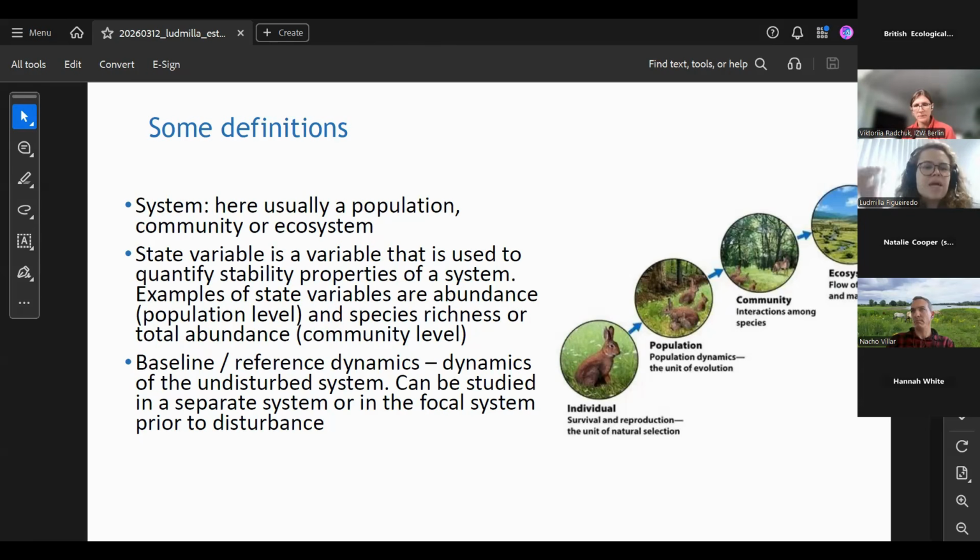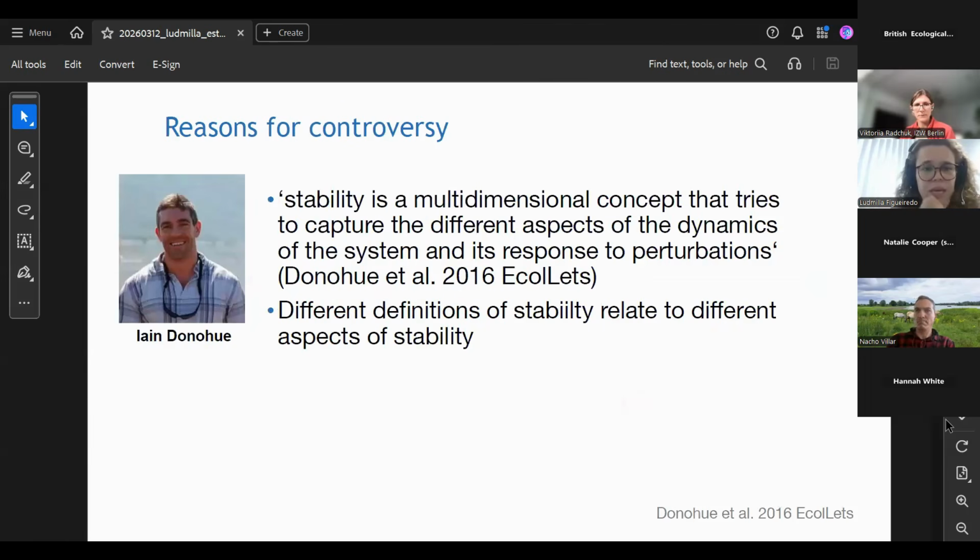And then there is the baseline, which is basically the reference of your system. And this is what you would imagine to be reflecting the dynamics of a system when it's undisturbed. So it's in its, quote unquote, natural state, how it would look like. And this is what we often compare our disturbed system to.